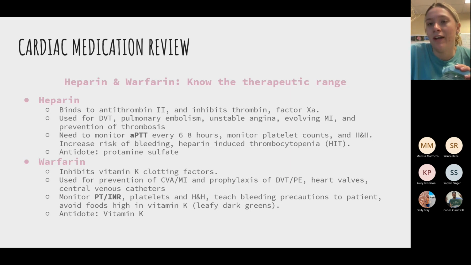Just remember that vitamin K is our antidote for warfarin. Therefore, if my patient's taking warfarin and they overdose on warfarin and their PT-INR is 7, I'm going to give them vitamin K. But that also means if my patient eats a diet high in vitamin K, they could negate the effects of their warfarin.